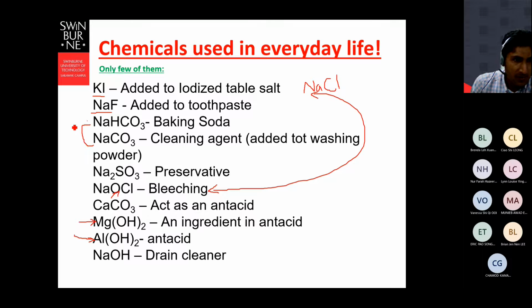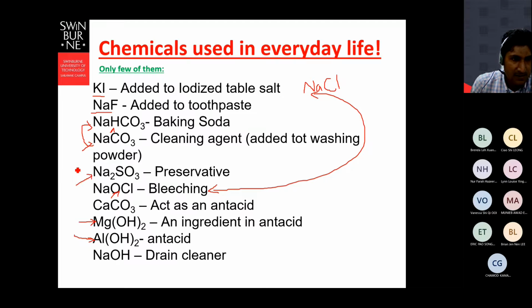Sodium carbonate, sodium bicarbonate. Sodium bicarbonate makes the food tastier or crispy, or maybe something like that. And then sodium carbonate is the cleaning agent. We cannot survive taking the sodium carbonate itself, right? Just one hydrogen.